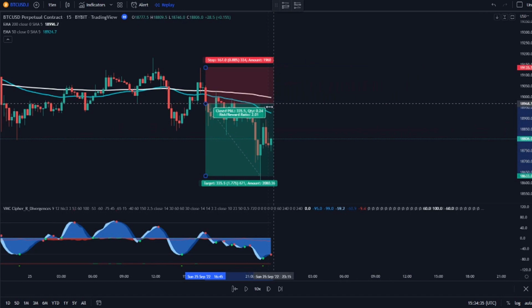Okay, now that the rules are clear, I'm going to backtest this strategy 50 times to see how well it performs.